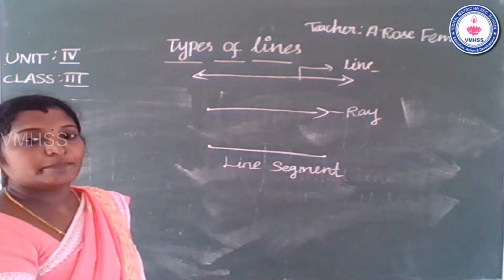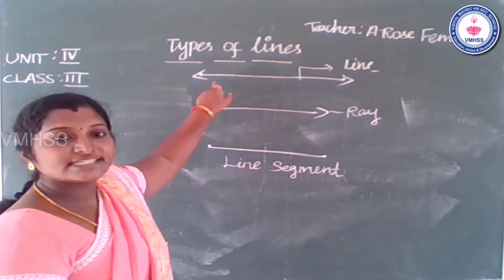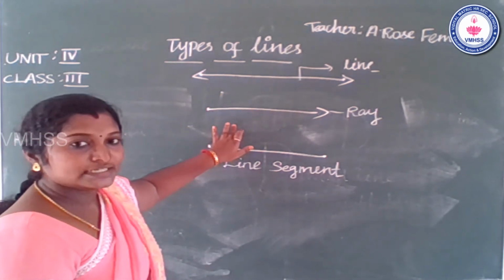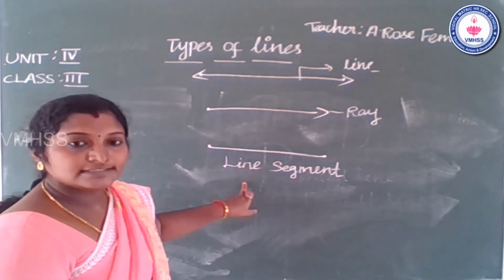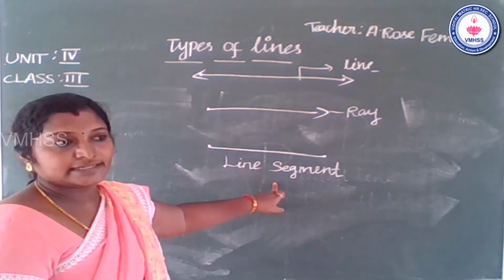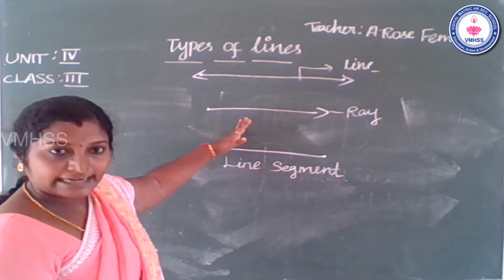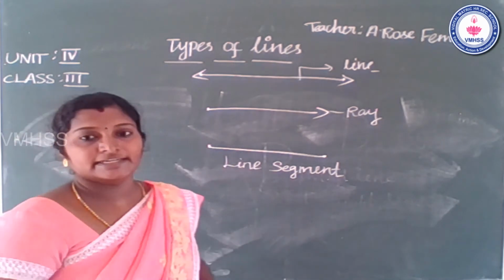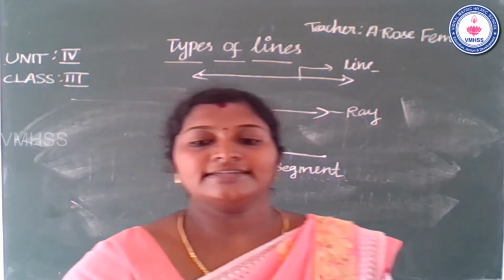See carefully. The first one is line, the second one is ray, and the third one is line segment. Line, ray and line segment. You understand? Yes.